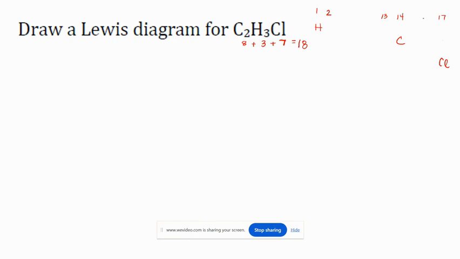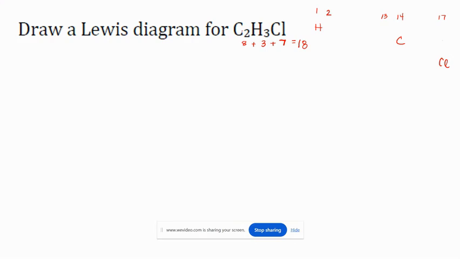Chlorine is in the 7th column. When we count over 1, 2, 3, 4, 5, 6, 7. So it has 7, but I've only got 1 of them, so that's 7. So then I add all those up. 7 and 3 is 10. 10 and 8 is 18. So I've got 18 electrons to play with.